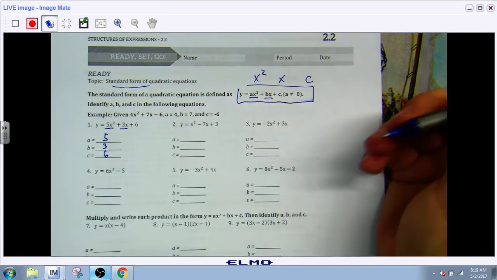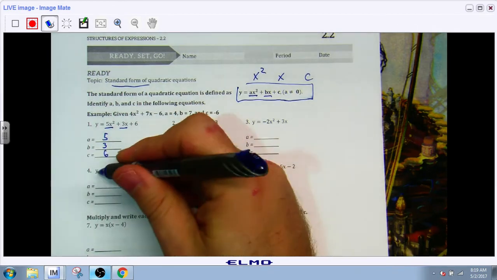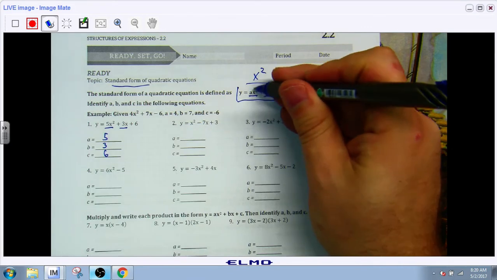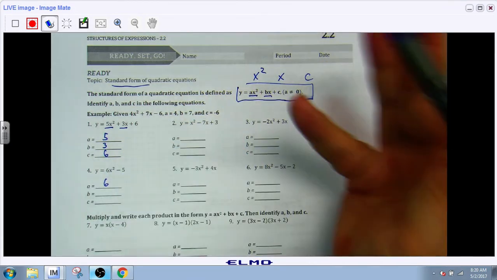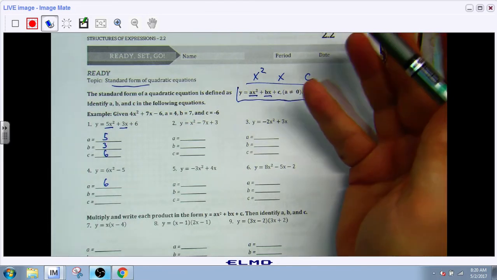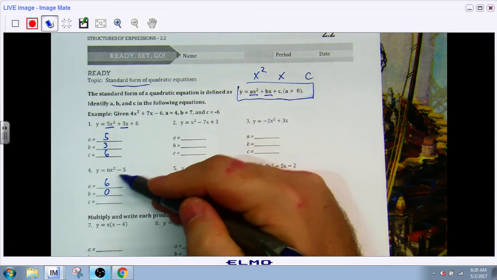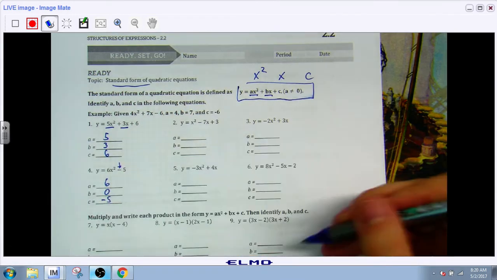Okay? But let's go to one that's maybe a little bit more complicated. When I look at something like number 4 here, y equals 6x squared minus 5, a is the number attached to the x squared, which is 6. B is the number attached to the x, but I don't see an x term. It's not there. Well, that means I have 0 x's, so my b is 0. And then finally my c term says minus 5 here. Make sure you include that negative. It's negative 5. Okay.